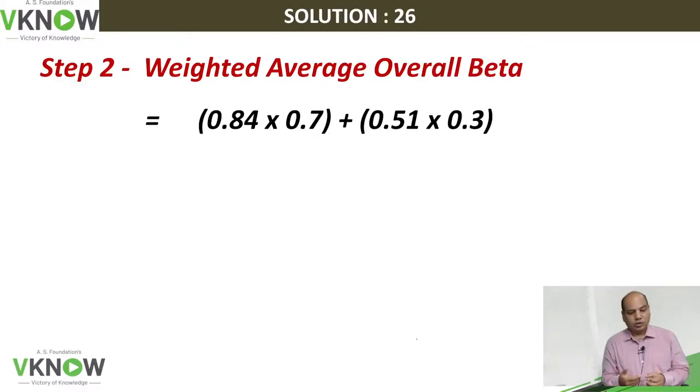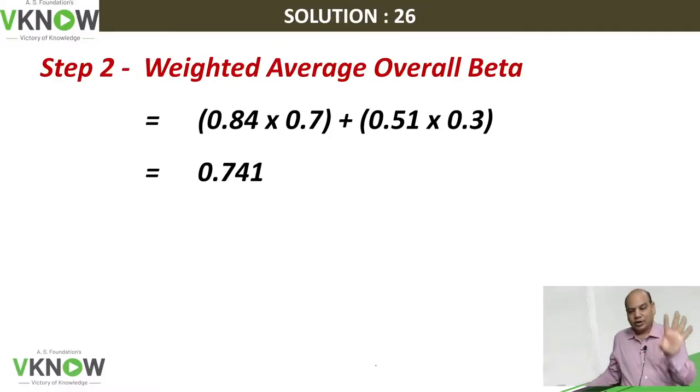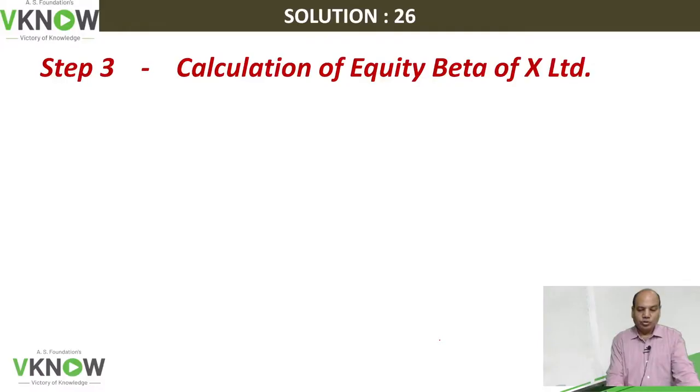This is a new type of question. Please reply. It is 0.741. This is the overall beta of the industry on an average. Using it, we can now find the beta of equity of this business which X Limited is going to start.